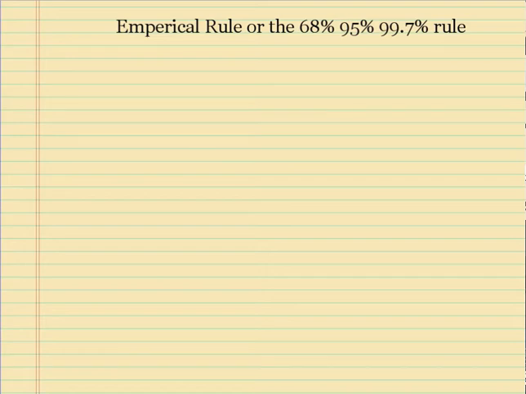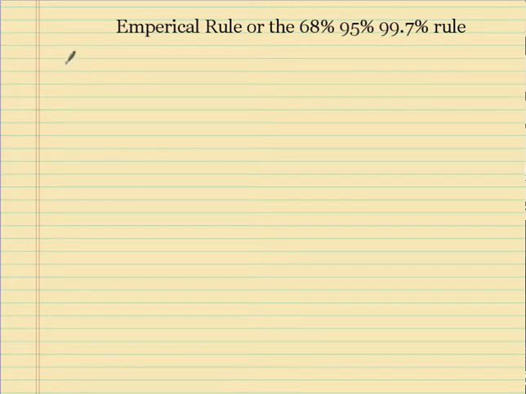Hello, everybody. Today I'm going to be talking about the empirical rule, or as some people call it, the 68, 95, 99% rule. This is very straightforward, and once you learn this, it really helps you learn more about z-scores also.